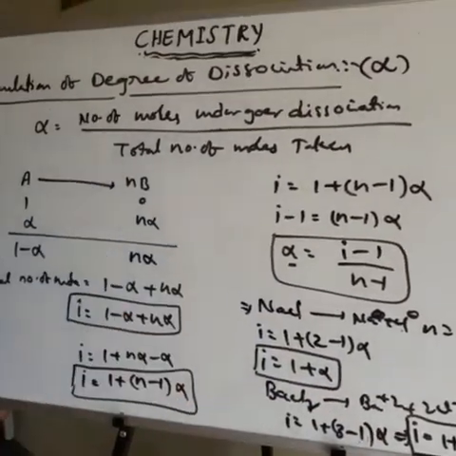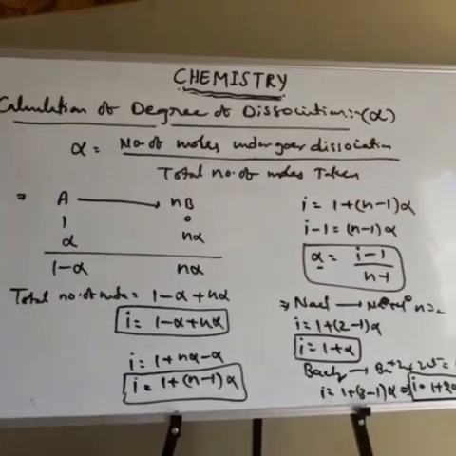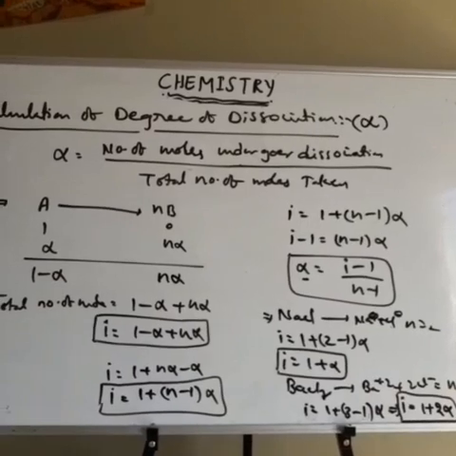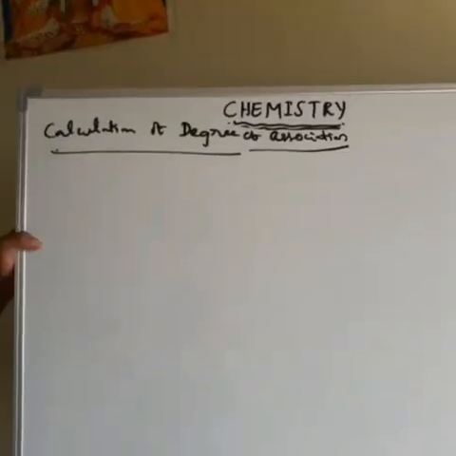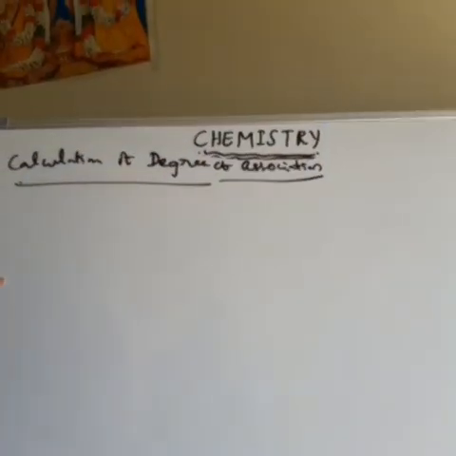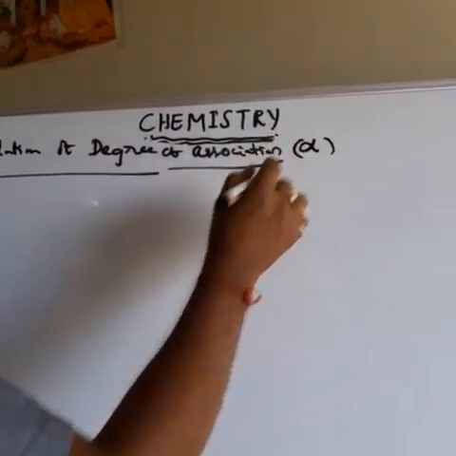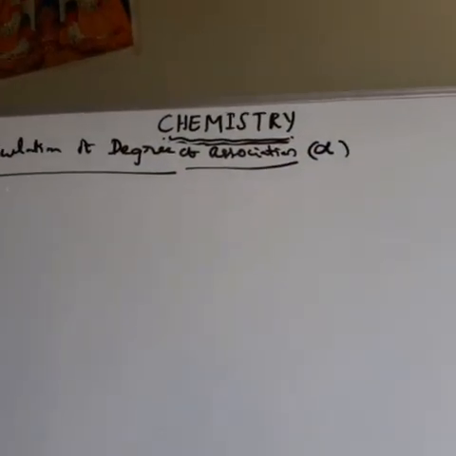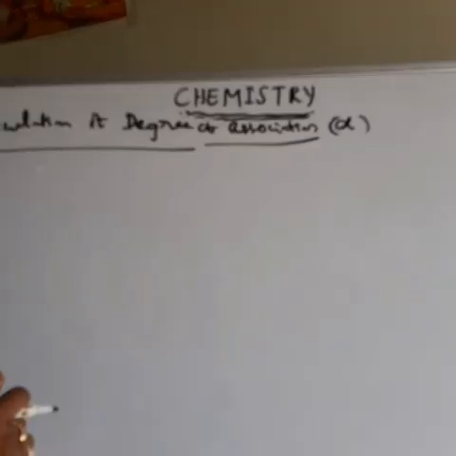So this is about the calculation of degree of dissociation. Next one is calculation of degree of association. The last concept is calculation of degree of association. Then what is the degree of association? That is also represented by alpha. Degree of association means the fraction of the substance that undergoes association.